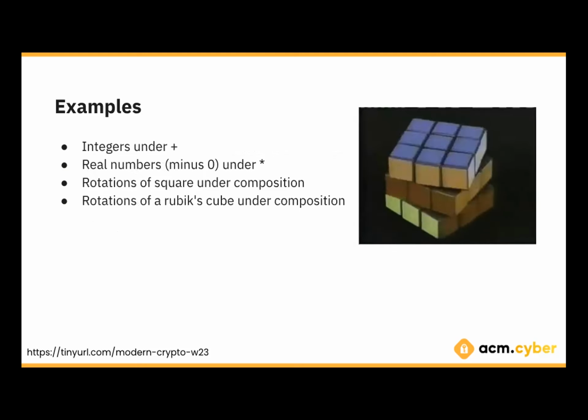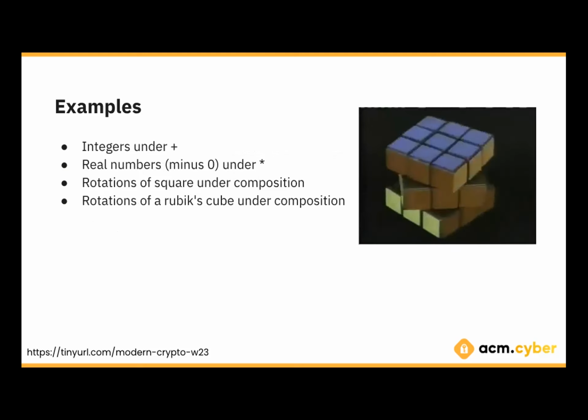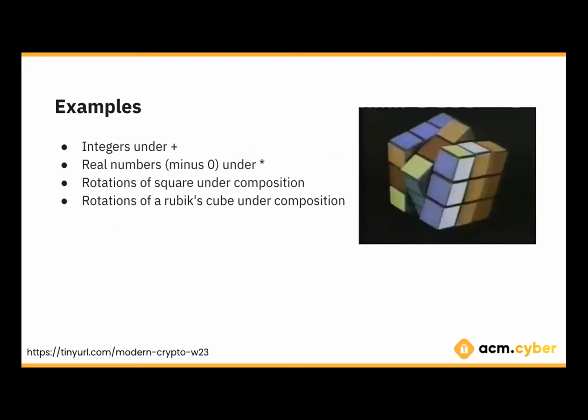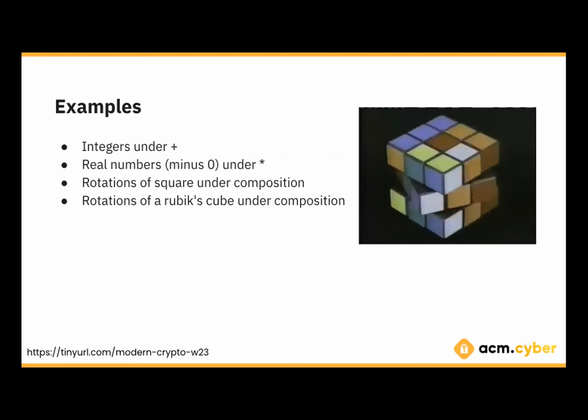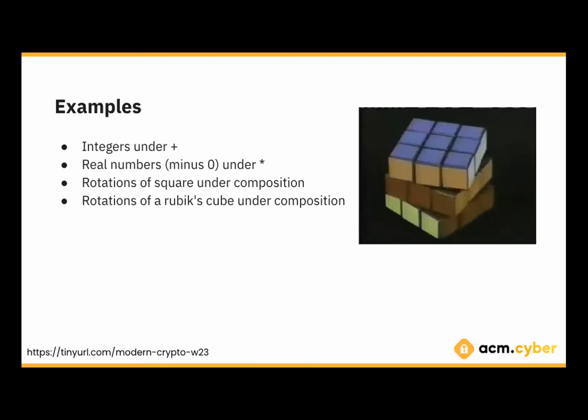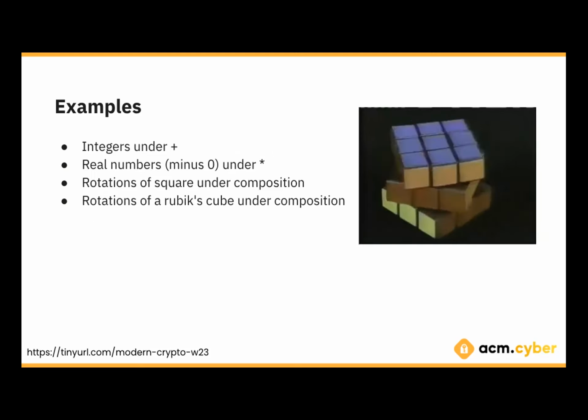Okay, so some examples of groups. The integers under addition form a group. This one has identity 0, as I mentioned. The real numbers minus 0 under multiplication form a group. That minus 0 is very important because 0 has no inverse under multiplication, right? There's nothing that you can multiply 0 by to get 1, the identity.